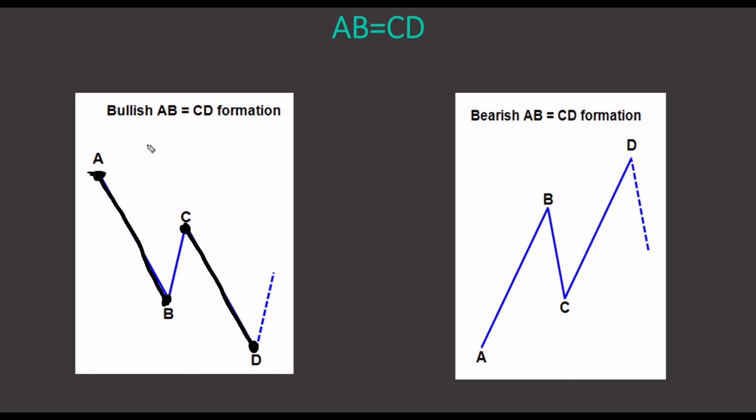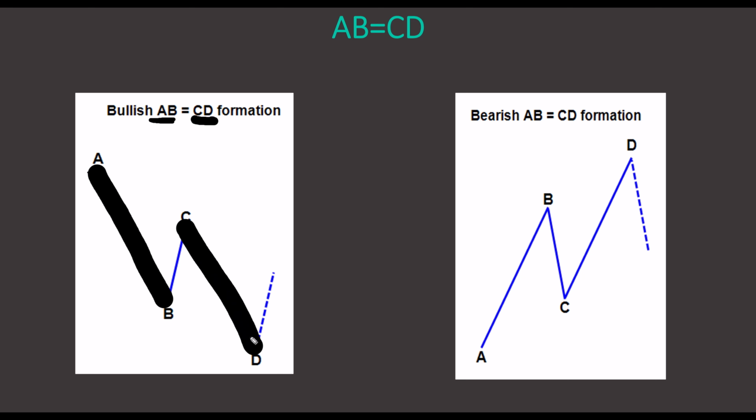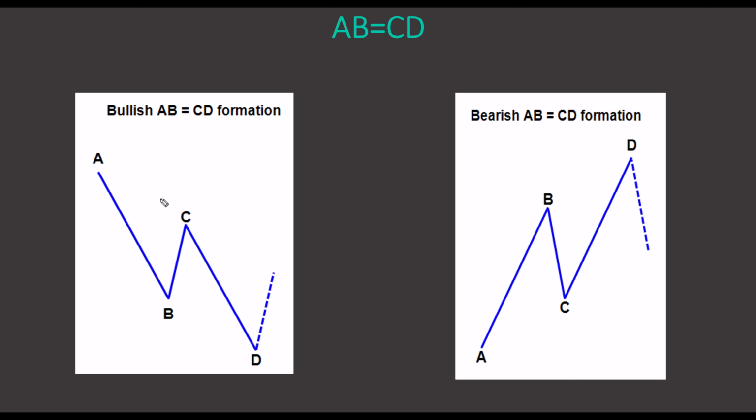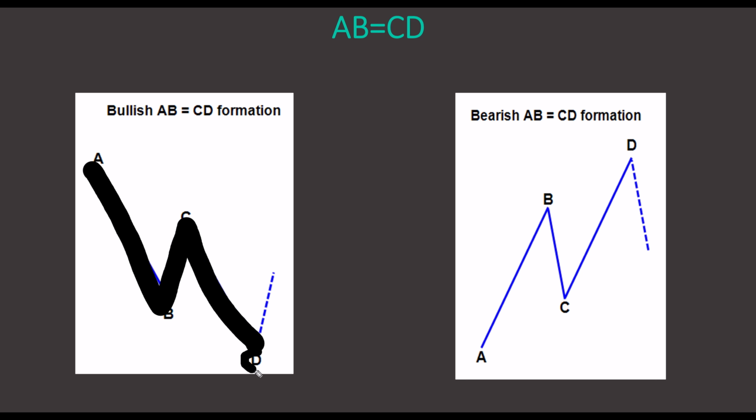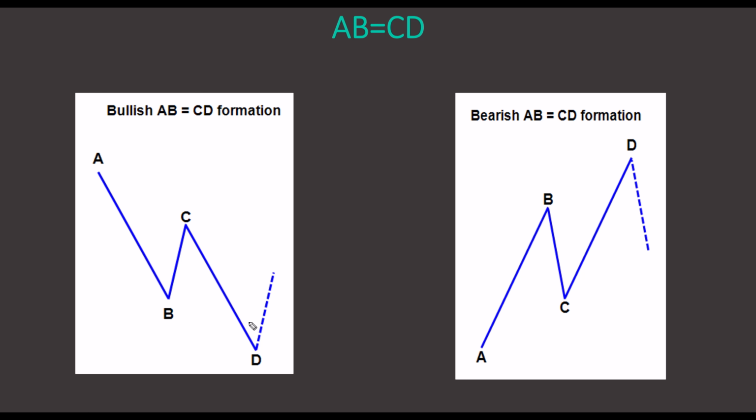Right, so that's why it is called ABCD, because this distance AB is equal to distance from C to D. So those two distances are the same. You measure that with Fibo, and I'll show you how. And basically you look for this wave-like movement, and from this point D, I'll show you how you can find this using Fibo, you go long. That's for the bullish scenario. And for the bearish scenario, it is the same thing, only reversed.